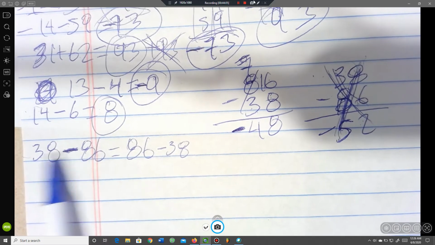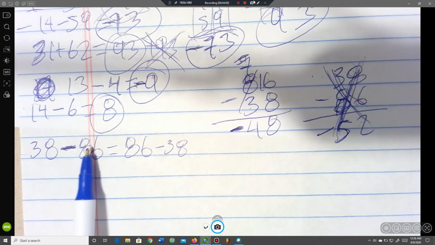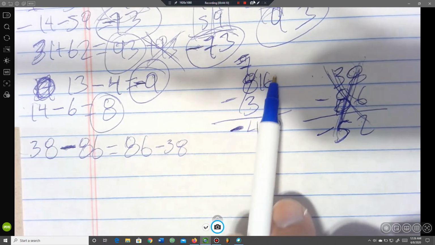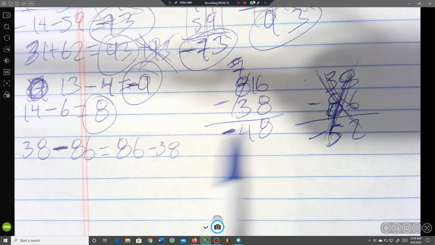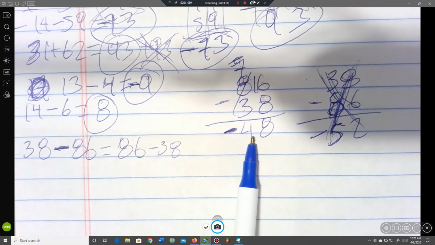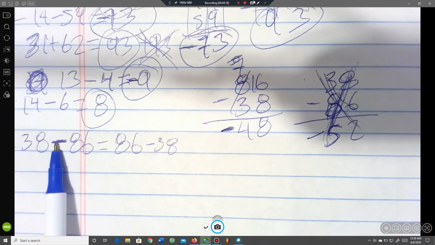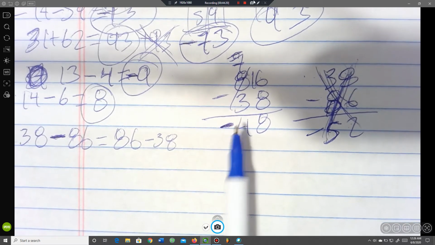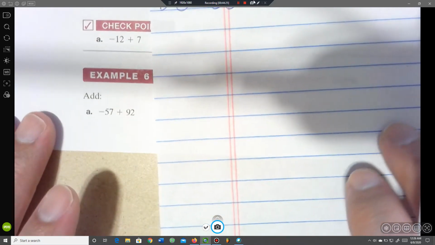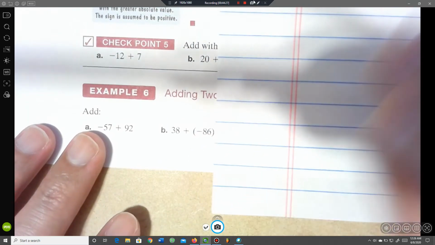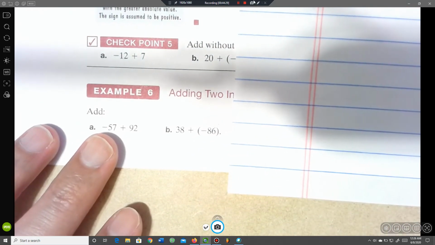So if you start with something like this, make sure you flip them. Just swap them, and as long as you remember to change the signs to include the sign of the largest value in the answer. All right, let's move on. Okay, so I just taught you another concept there, subtraction.